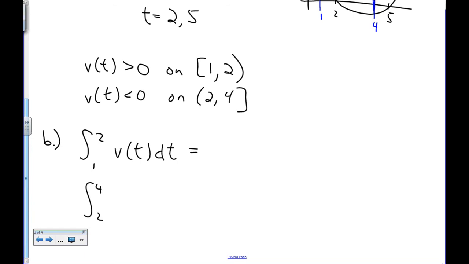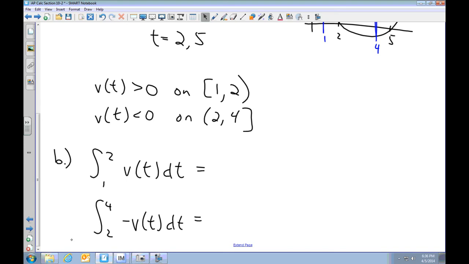For the second subinterval, we want to integrate from 2 to 4, but velocity is negative there. So I need to take the opposite of velocity so that I'm integrating a positive value, and thus I'll be finding my distance on that subinterval. All right, so let's punch those into our calculator.